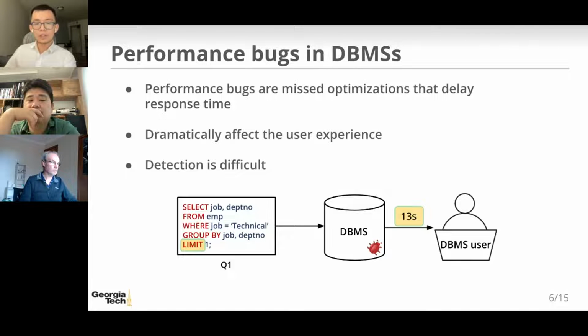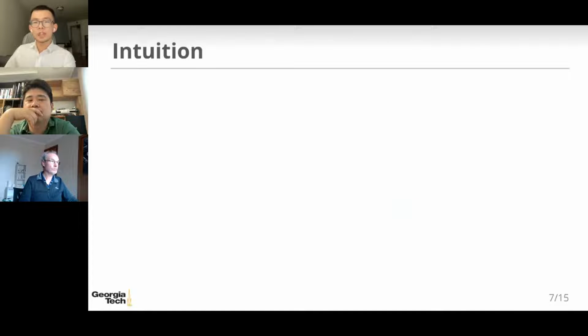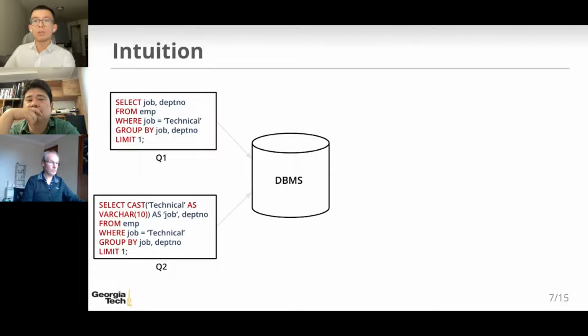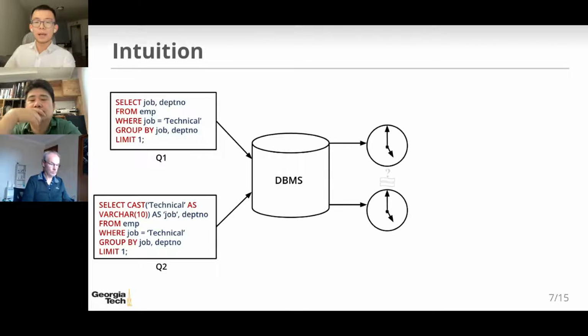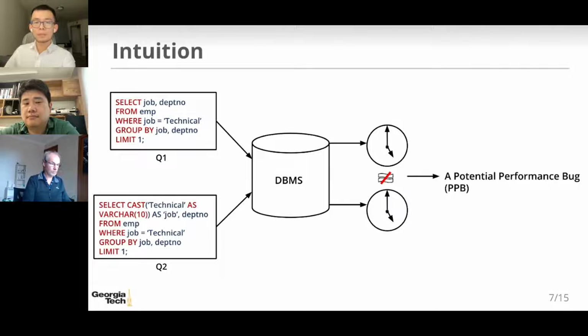However, detecting such a performance bug is very challenging because there is no general way of defining the expected completion time for a query. To address this challenge, we propose Amoeba, an approach based on differential testing. We construct semantically equivalent query pairs, run each pair on the same DBMS, and compare their execution time. If the time difference is significant, that indicates a potential performance bug.